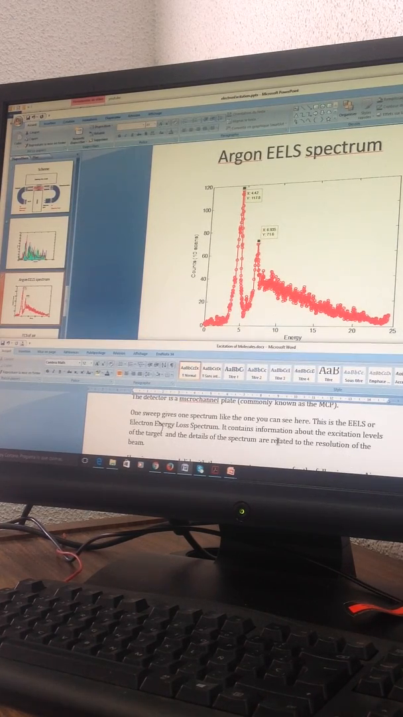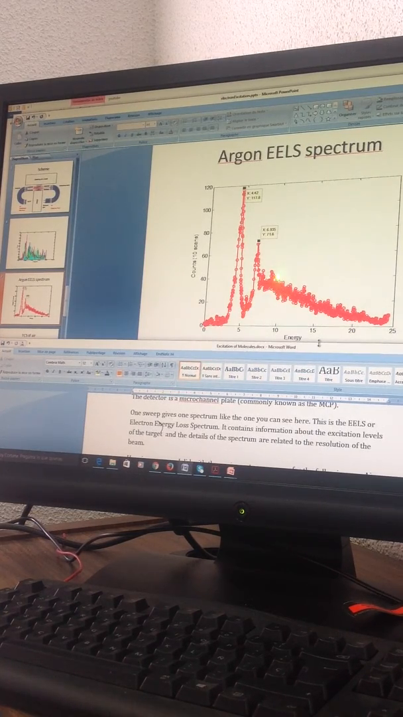So one sweep gives one spectrum, one electron energy loss, where you can get the intensity. It contains information about excitation levels. Here is the excitation level, which is the inelastic part, and here is the elastic part. The difference between inelastic and elastic is easy.